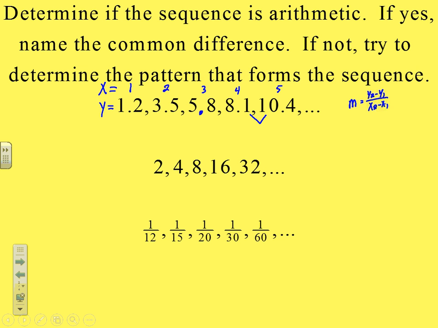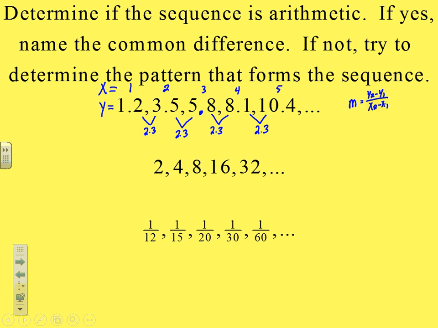So if I say 10.4 minus 8.1, I get a difference of 2.3. And I'm going to go to the next one. So 8.1 minus 5.8 also has a difference of 2.3. 5.8 minus 3.5 has a difference of 2.3. And so does 3.5. If I subtract the 1.2 from it, that also has a difference of 2.3. And the difference of the x numbers, 5 minus 4 is 1, 4 minus 3 is 1. The difference of the x numbers is all 1.